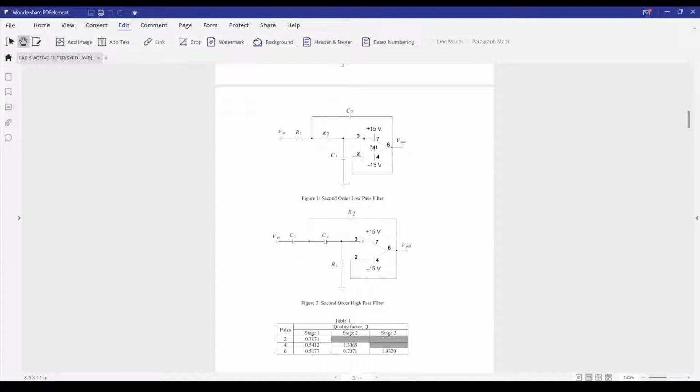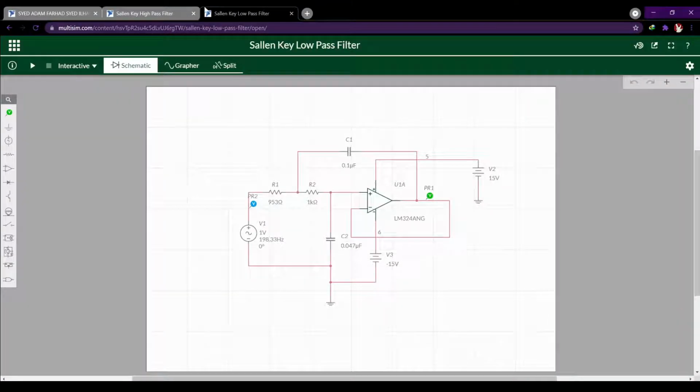So this is the circuit for a low pass filter, and this is the circuit for a high pass filter. We'll be doing a simulation. The values of resistor and capacitor are already given to us from the lab sheet, from the lab module. So we just have to calculate the cutoff frequency.